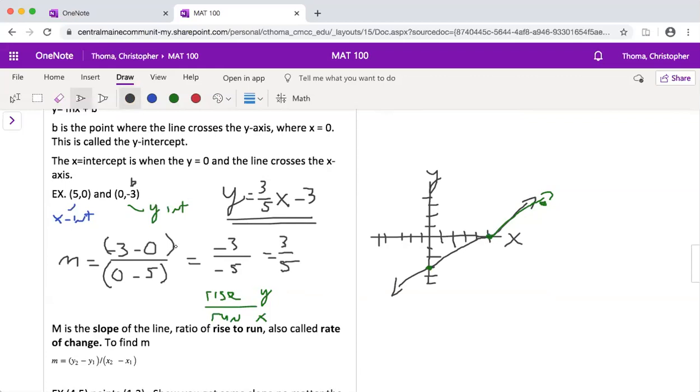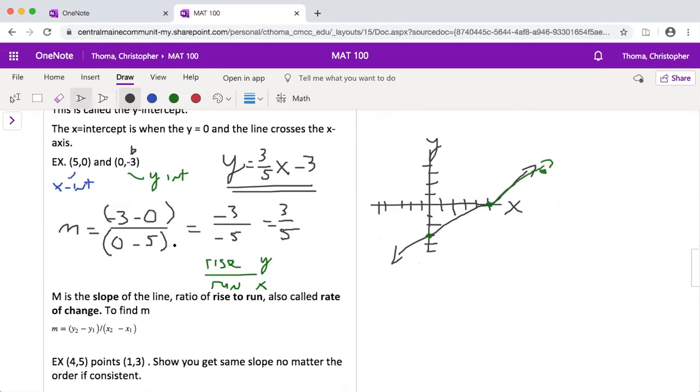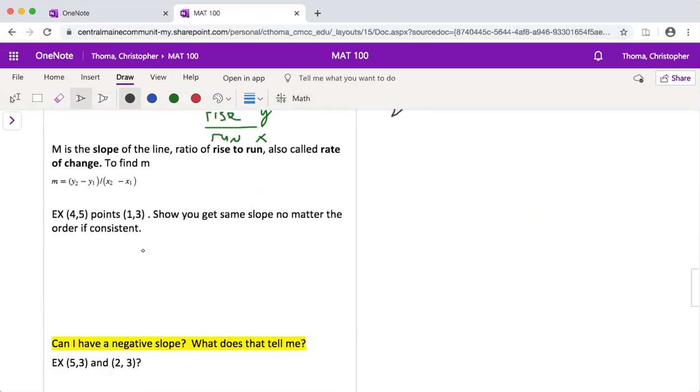But I want to do a few more things with slope first. So what if we had these points, 4/5 and 1/3, right? So m.